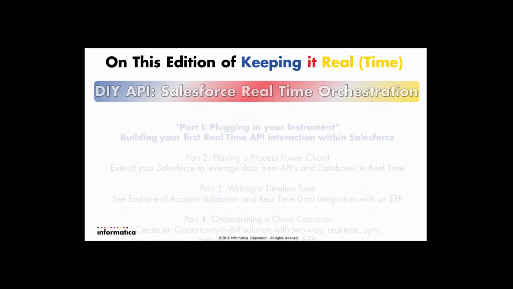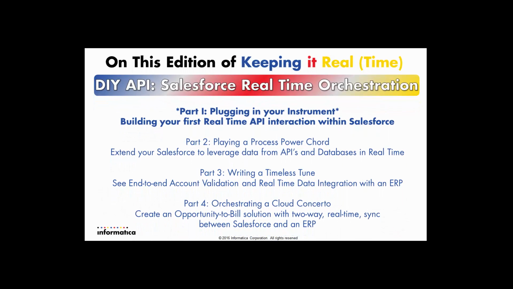On this edition of Keeping It Real Time, it's DIY API, Salesforce Real Time Orchestration. This has actually been broken up into 4 different chapters, each one building on some of the knowledge gained and components built in the previous chapter. Each video will include a link to download the process designer artifacts that you can load into your own Informatica Cloud Real-Time org to learn from as you try to apply some of these techniques to your own systems.